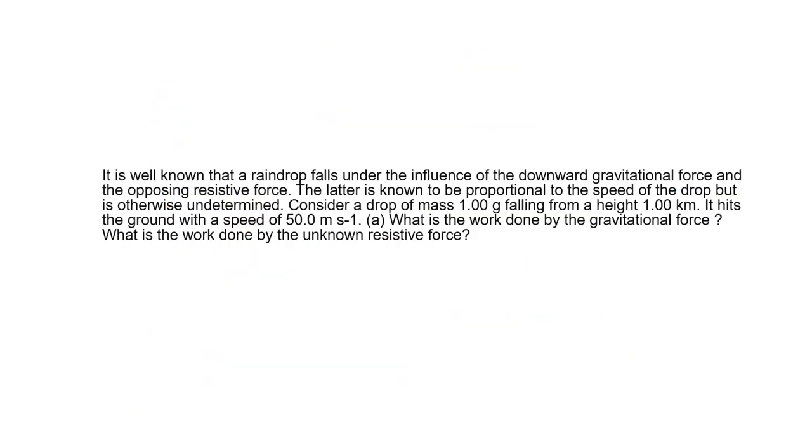It is well known that a raindrop falls under the influence of the downward gravitational force and the opposing resistive force. The latter is known to be proportional to the speed of the drop but is otherwise undetermined. Consider a drop of mass 1.00 grams falling from a height of 1.00 kilometers. It hits the ground with a speed of 50.0 meters per second. What is the work done by the gravitational force? What is the work done by the unknown resistive force?